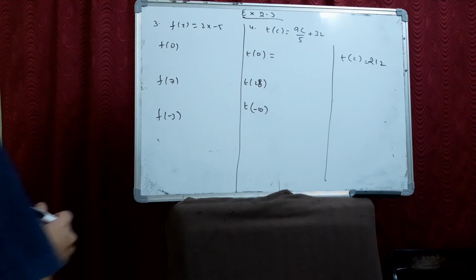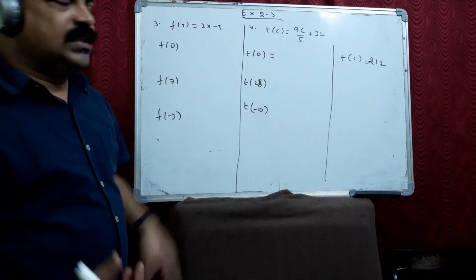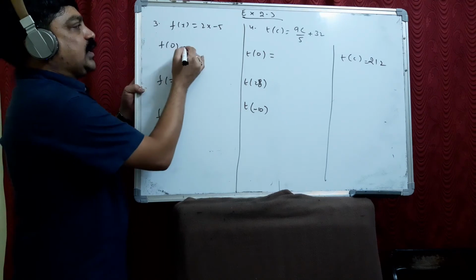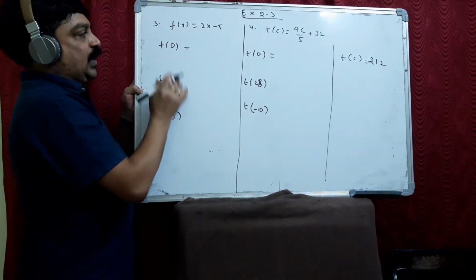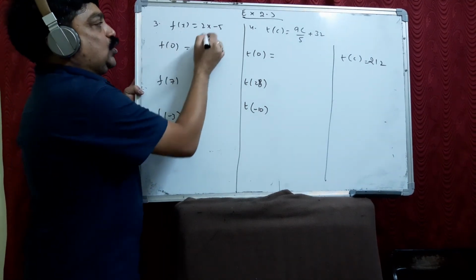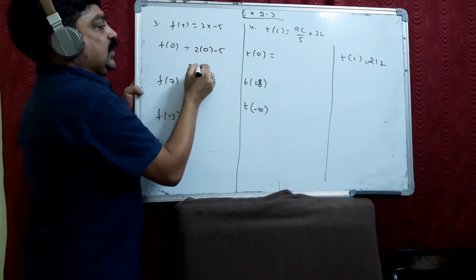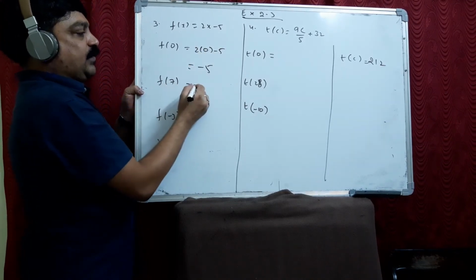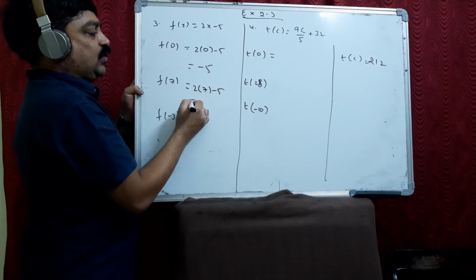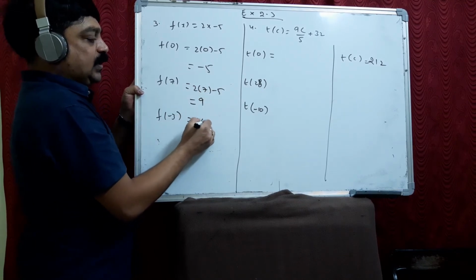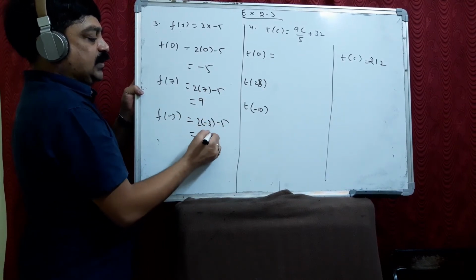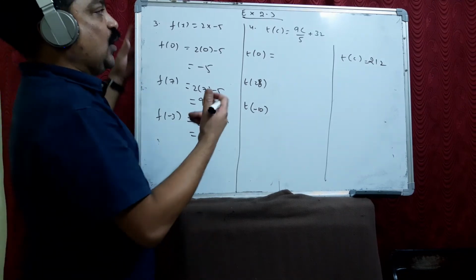Okay, see the third and fourth questions. They are very easy, very simple. Just substitute the value. What is f of x? 2x minus 5. And we are asked to find out f of 0. 2 into 0 minus 5, 0 minus 5. That's it. f of 7: 2 into 7 minus 5, 14 minus 5, 9. f of minus 3: 2 into minus 3 minus 5, minus 6 minus 5, minus 11.